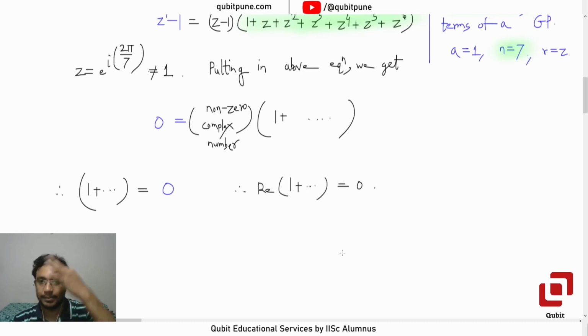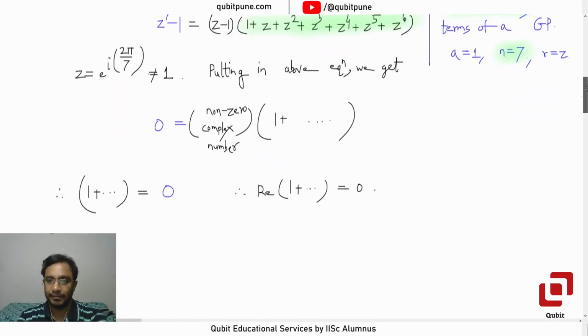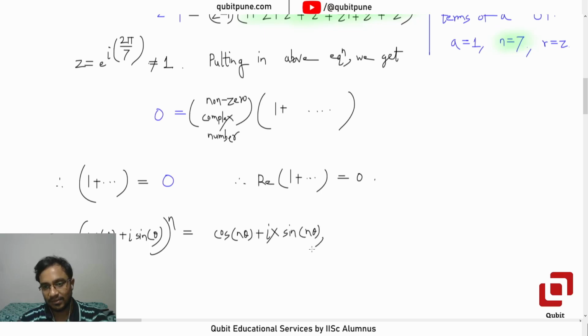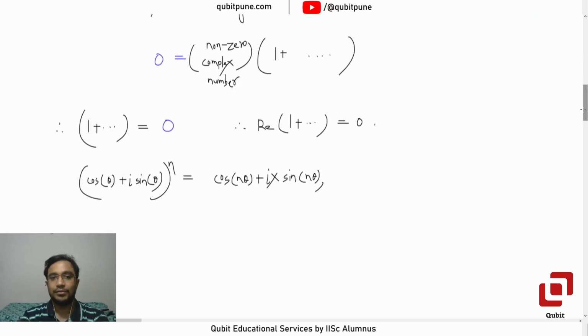And of course its imaginary part will be 0, but as of now, because we have cosines here, the real part should be enough. Okay, now there is one more thing that we need to use, and that is de Moivre's theorem. It says that (cos theta + i sin theta) raised to n is cos n theta + i sin n theta, right? Now if you know this, then the solution will be a lot easier, right?